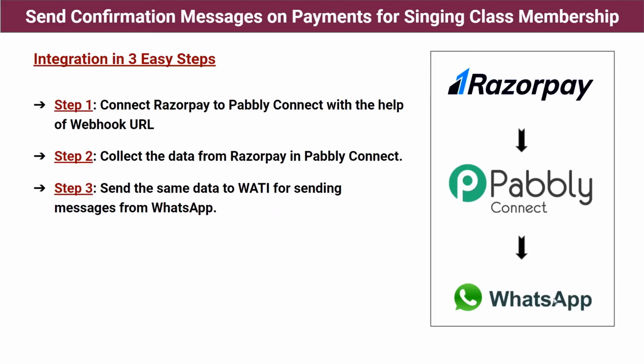So again, let me remind you what the third step is. The third step is the data which was collected into Pabbly Connect from Razorpay. We have to send the same data into 𝗏 to send messages on WhatsApp. So here I'm going to show you everything on my screen.